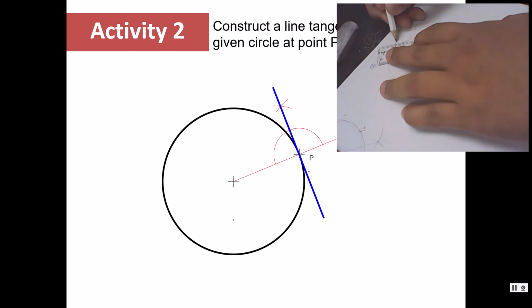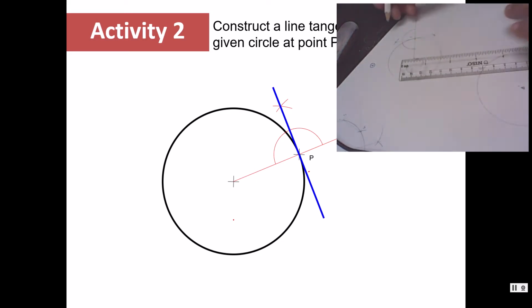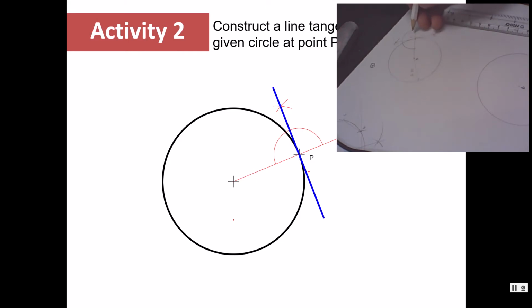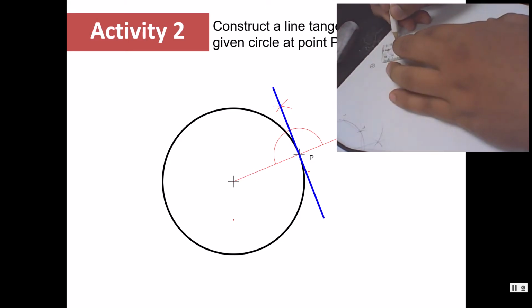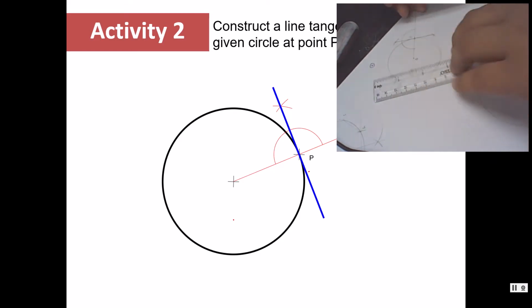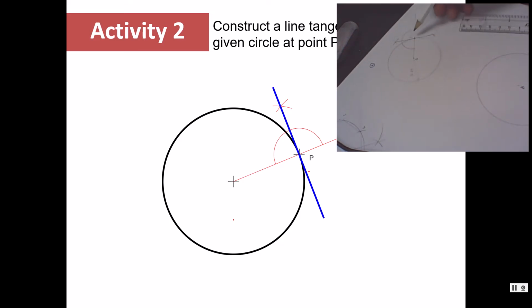And then after that, what we need to do is just to draw a straight line from the point to pass through P and also to the bottom. So at the end, you are going to get a tangent line. This is a tangent line. Just going to darken it a little bit more. This is a tangent line going to pass through P and touch the circle. Okay, so this is for activity 2.